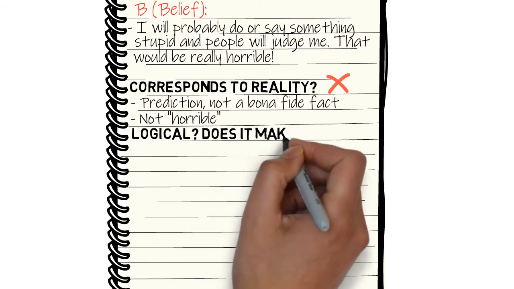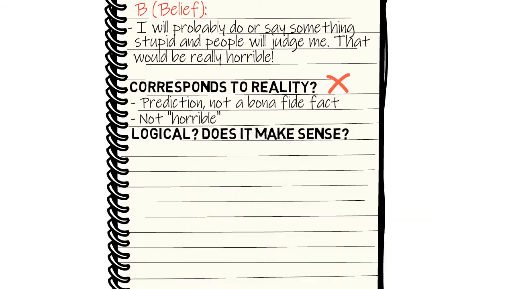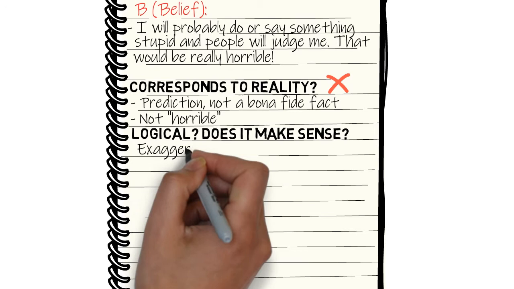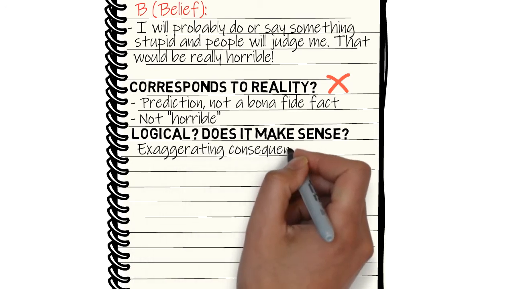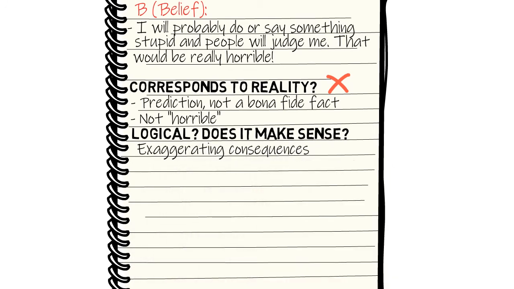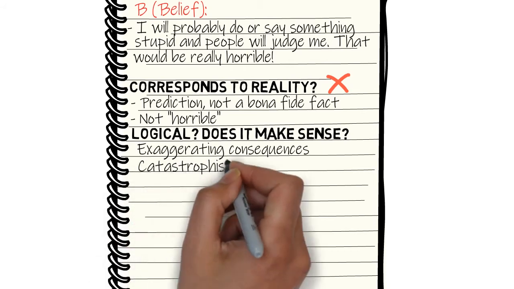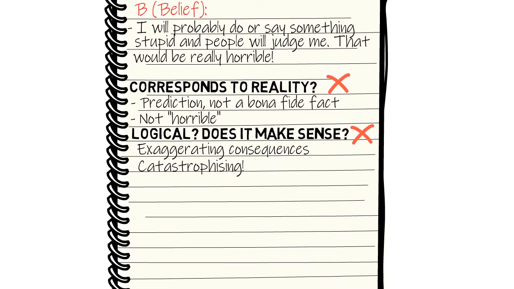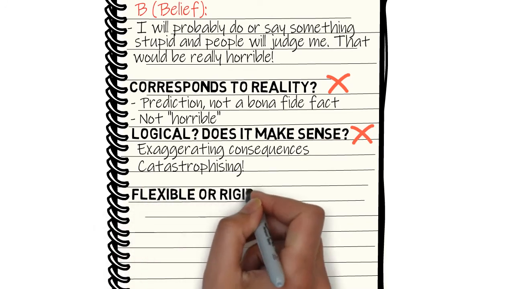Second, is this belief logical? Does it make sense that it's horrible if strangers at a party judge me? Again, as we just covered, this person has greatly exaggerated the consequences of such an event happening. It might not be fun if people judge you at a party, but you're not greatly harmed and it really doesn't affect your life in any major way. So this person is catastrophizing.